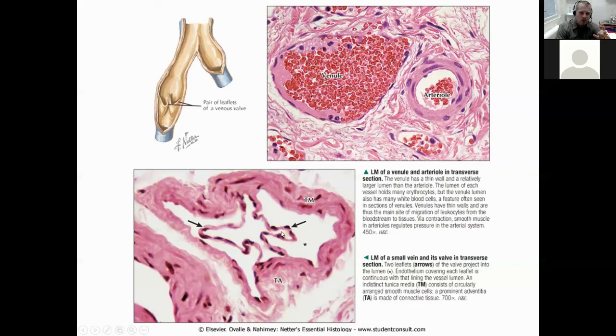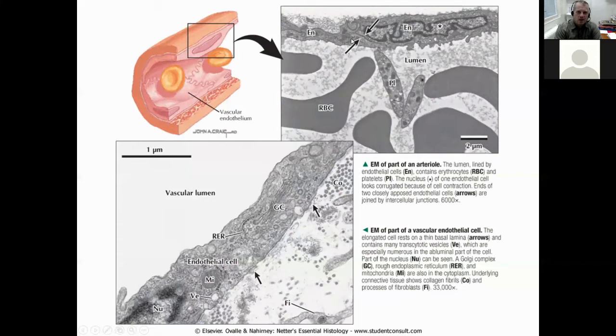This is again the endothelium, sealed and compared with the red blood cells and blood platelets in the lumen of the arteriole. And this is a nice picture showing the complexity of endothelial cells. They have rough endoplasmic reticulum. They have Golgi complex. You can see the vesicular transport here, the vesicles, part of the transcytosis. You can see the nucleus.